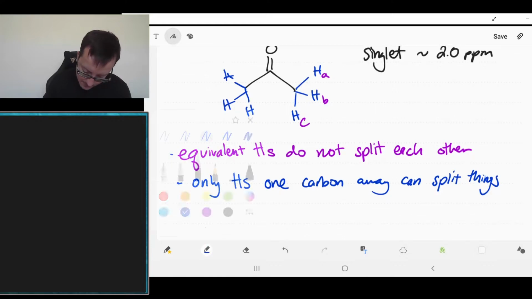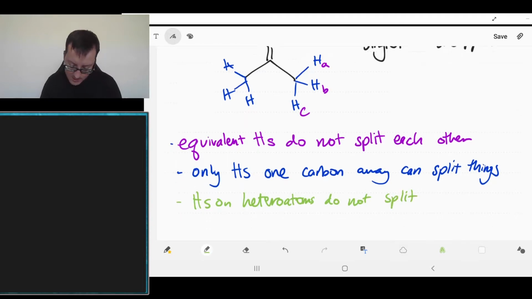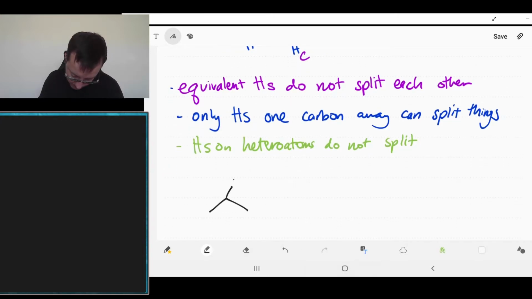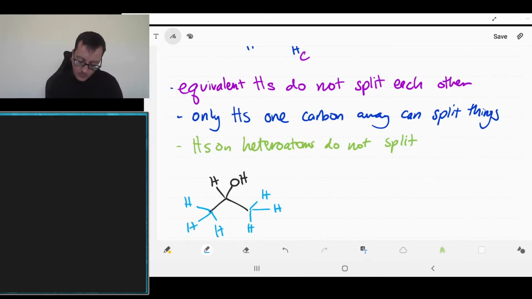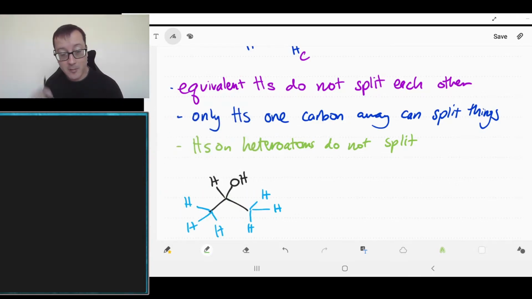And last thing to note is that H's on heteroatoms do not split. So we have 3 types of hydrogens here. Let's see where we're going to find them all.